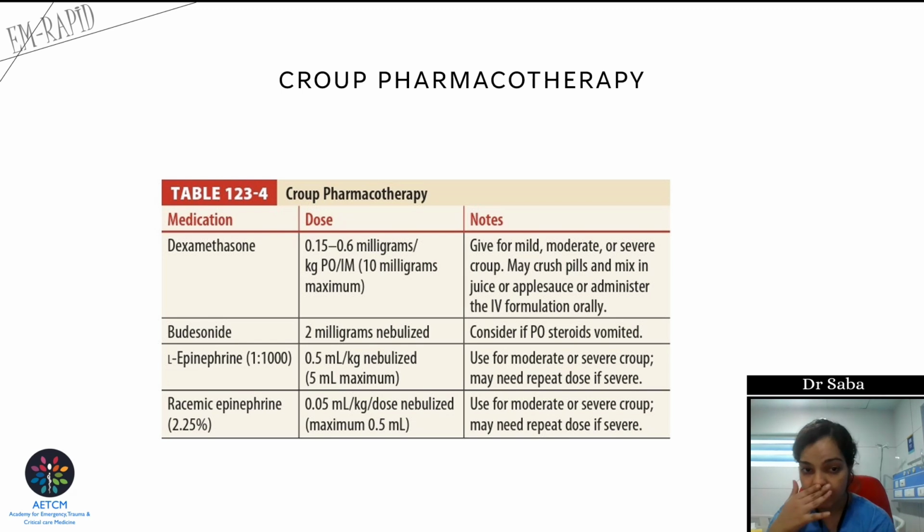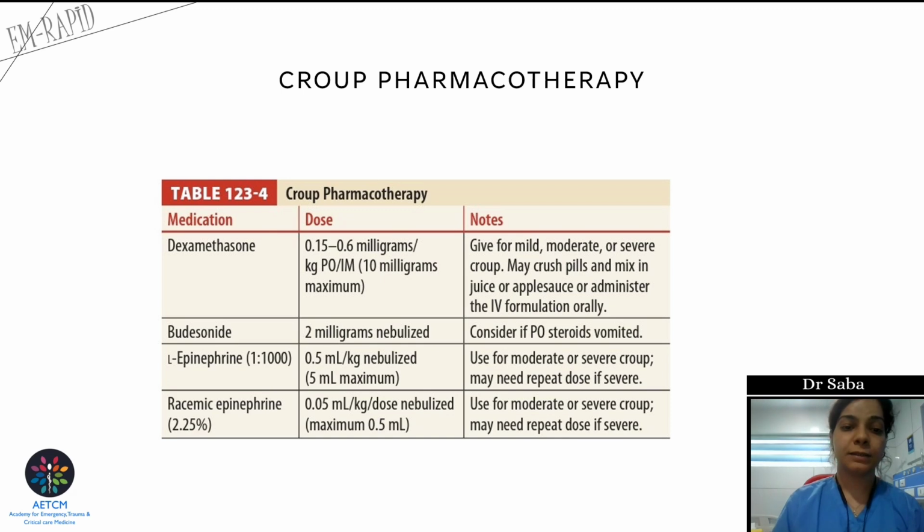Now summing up croup under this heading of croup pharmacotherapy, dexamethasone is given for all mild, moderate, and severe croup. Budesonide is another nebulized steroid which can be given if the patient has vomiting and oral is not something that the child is tolerating or cooperating with. And nebulized epinephrine is only used if the child has moderate to severe croup. Otherwise, for mild croup, epinephrine nebulization is not really required.